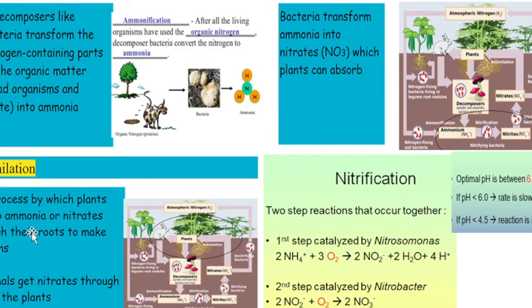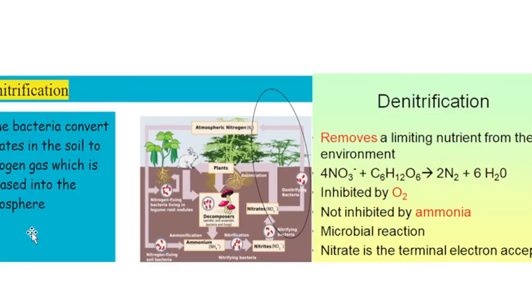Then we will discuss the last step, denitrification. Nitrification means formation of nitrate, but in denitrification it removes a limiting nutrient from the environment. Some bacteria convert nitrates in the soil to nitrogen gas. So the end product is nitrogen gas, which is released into the atmosphere.